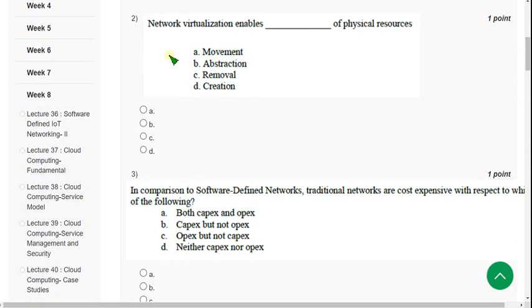So second question, network virtualization enables dash of physical resources. So what it enables? So it enables abstraction. So mark option B. So let's move on to the third question now.